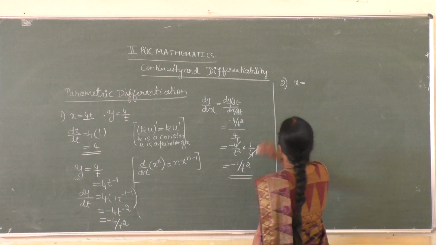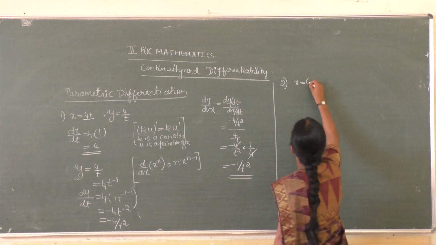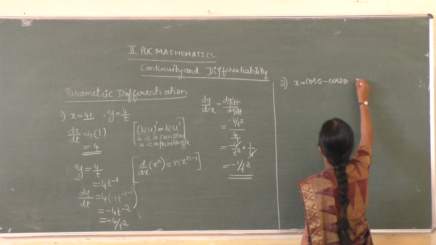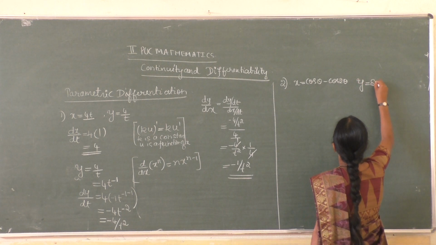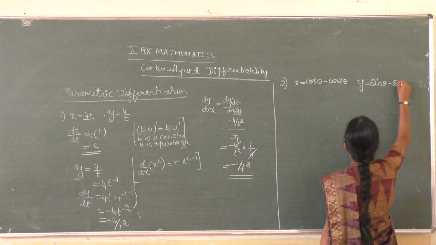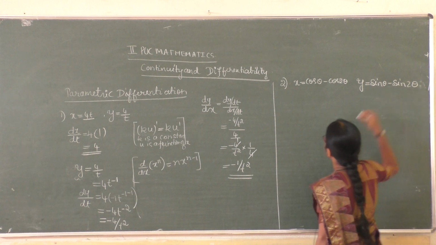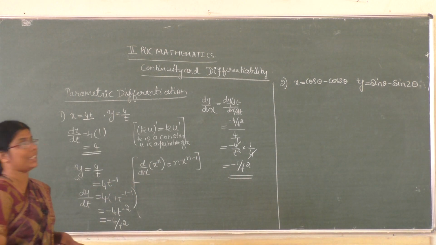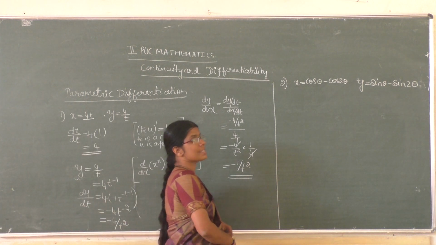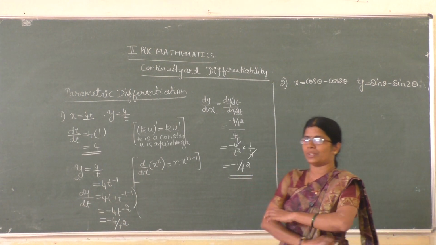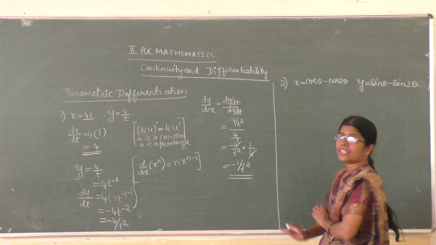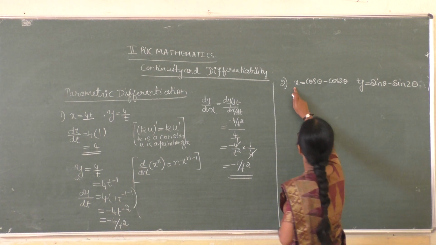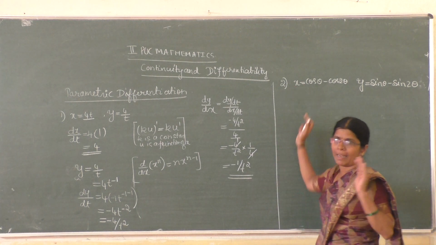X is equal to cos theta minus cos 2 theta and y equal to sin theta minus sin 2 theta. So here the parameter is theta. So you have to find dy by dx.